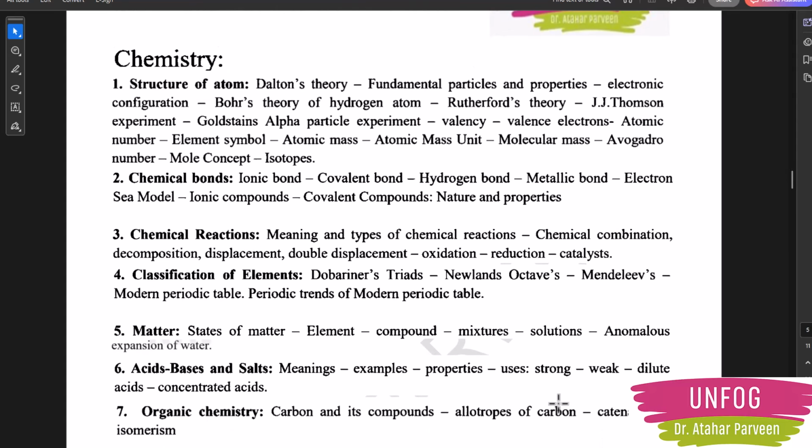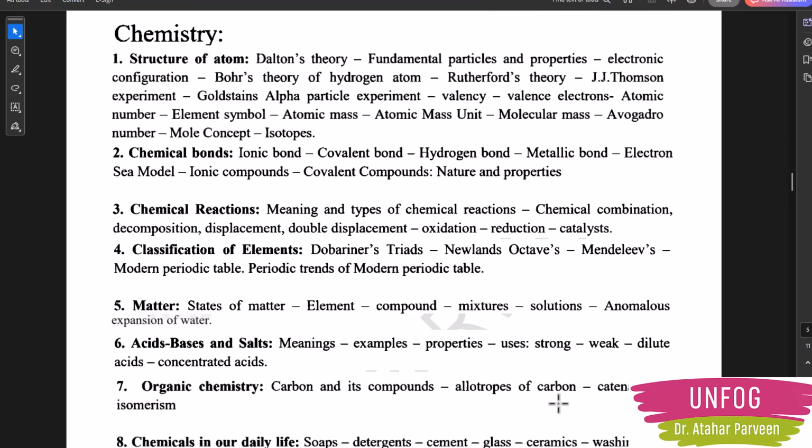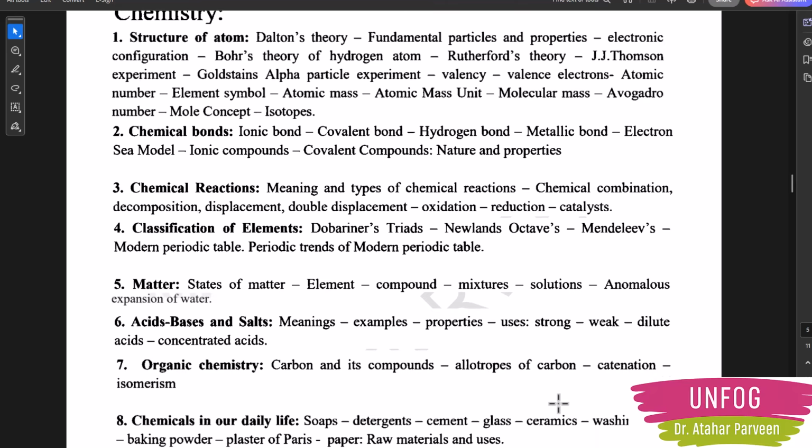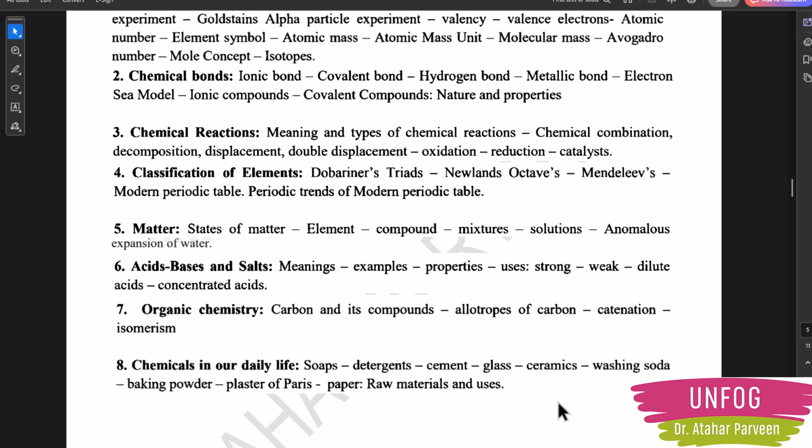Now, chemistry part will begin with structure of atom, like what are atoms, what are atoms made up of, what are the theories involved in the atoms, and all those concepts. Then we have chemical bonds. Chemical bonds, we have electrovalent bond, covalent bond, hydrogen bond, metallic bond, and what compounds these bonds will form. We'll look into that. Then we have chemical reactions. Like we have majorly oxidation reaction, displacement reaction, reduction reaction, all such different types of chemical reactions we'll study about.